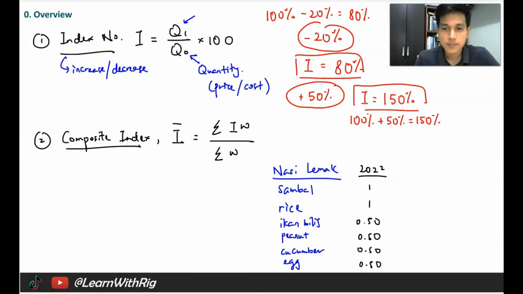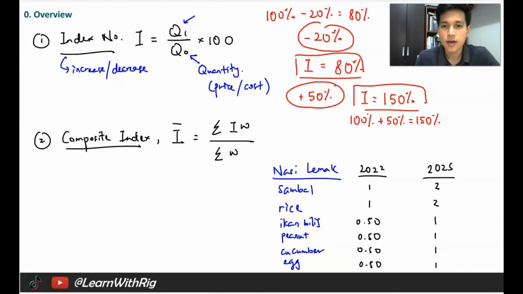Now, a few years down the road, the price of each item increases, because of inflation and all that. So now it becomes more expensive. Let's say in 2025, each of these prices doubles. So now 2 ringgit, 2 ringgit, and this one becomes 1 ringgit, 1 ringgit, 1 ringgit, 1 ringgit.